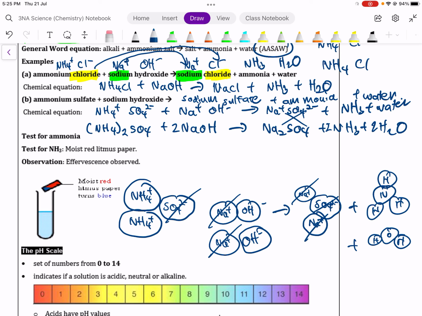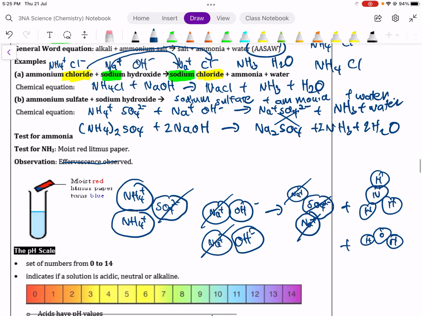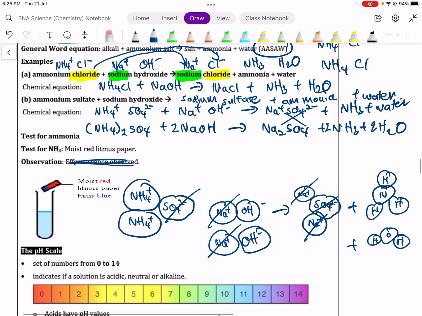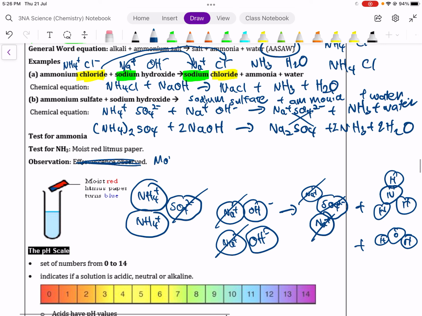Okay, so this one you test with moist red litmus. You wouldn't see effervescence because it's very soluble. So what will happen is that the moist red litmus paper will turn blue, like what I've seen in the video.